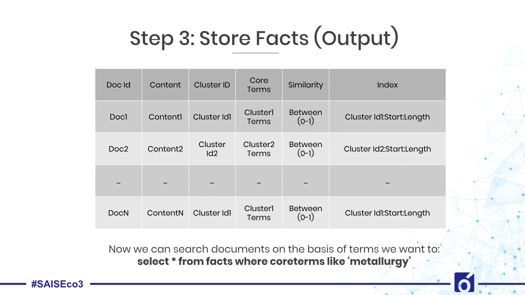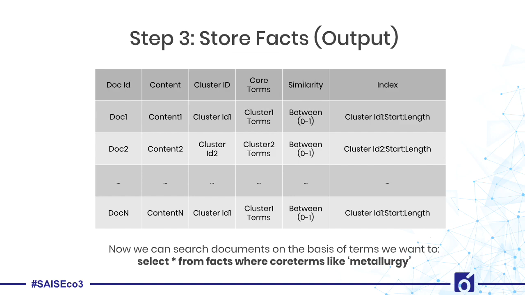Now, with the help of this indexing, anyone can search those documents on the basis of a simple query. For example, select star from the facts table where the core terms like metallurgy exist, which will bring up all the documents and the related articles related to metallurgy.